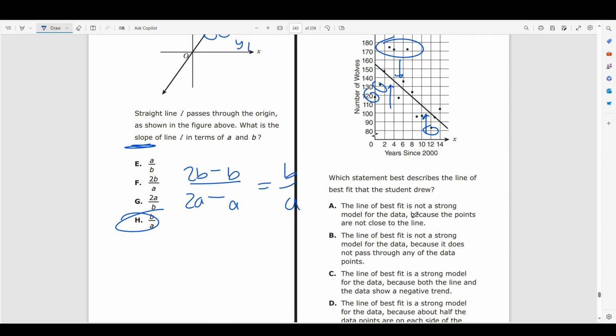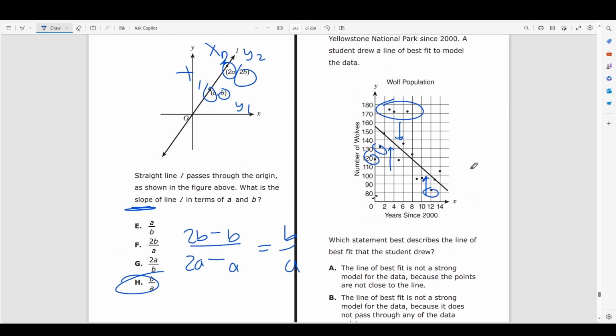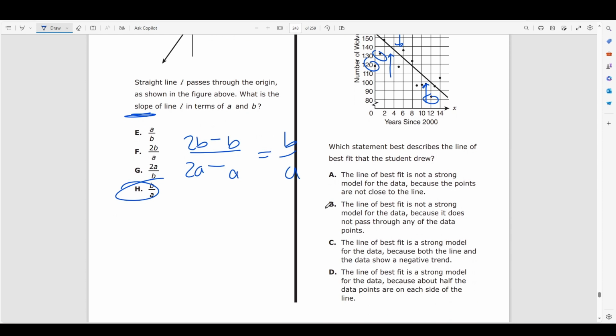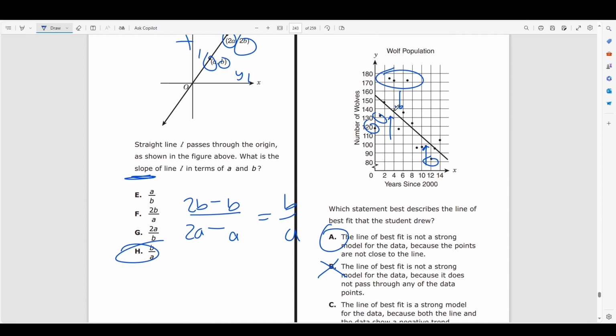So that means that the line of best fit isn't strong because you have so many points that are far away from it, right? So the line of best fit is not strong because it does not pass through any of the data points would be wrong, because the line of best fit doesn't need to pass through data points. But it's not strong because the points aren't close enough to the line.